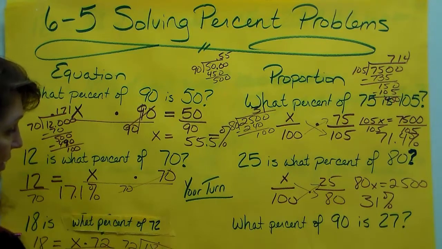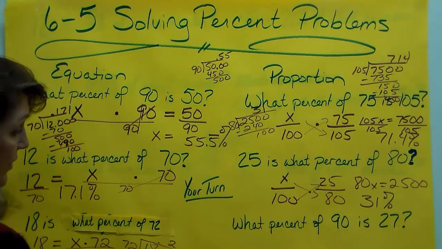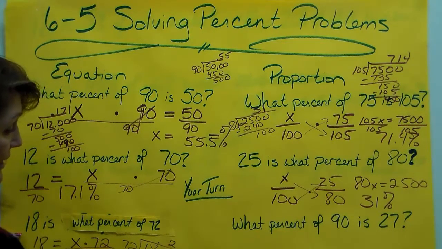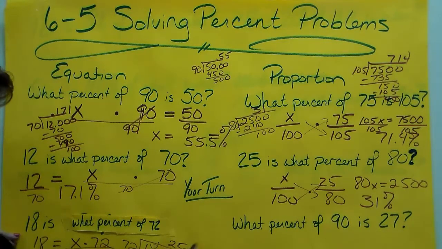72 goes into 182 times, 144, which is 36, 360. 72 goes into 365 times. 5 times 2 is 10, 14, 15. Nope, 30, 36, there. So this is 25%.